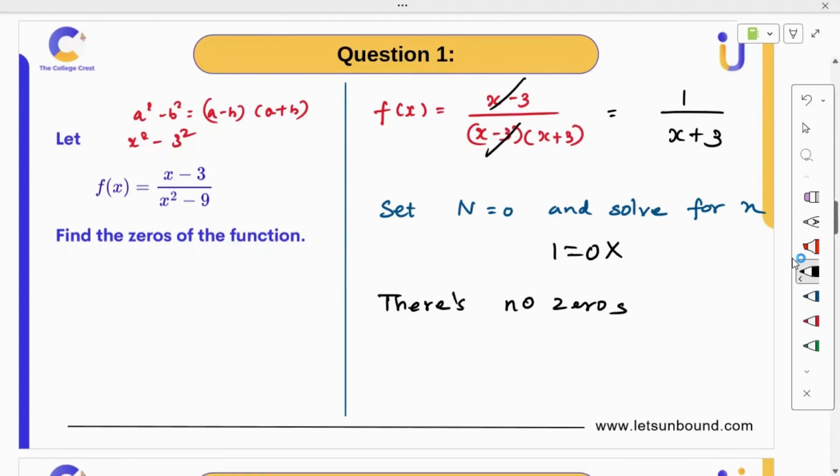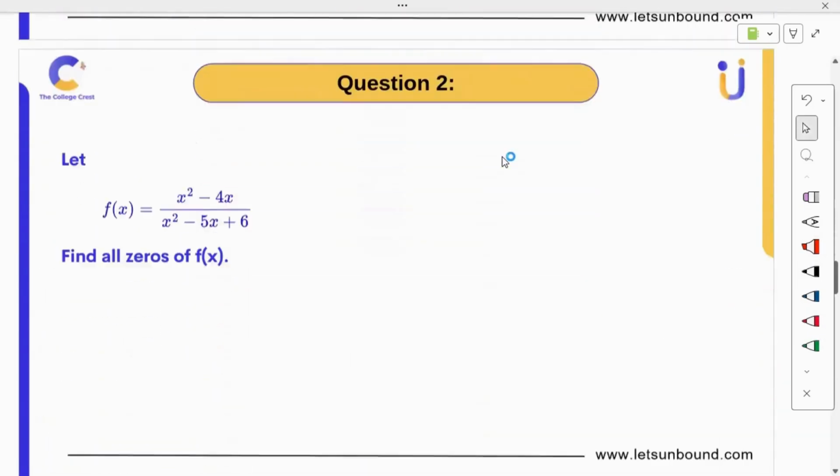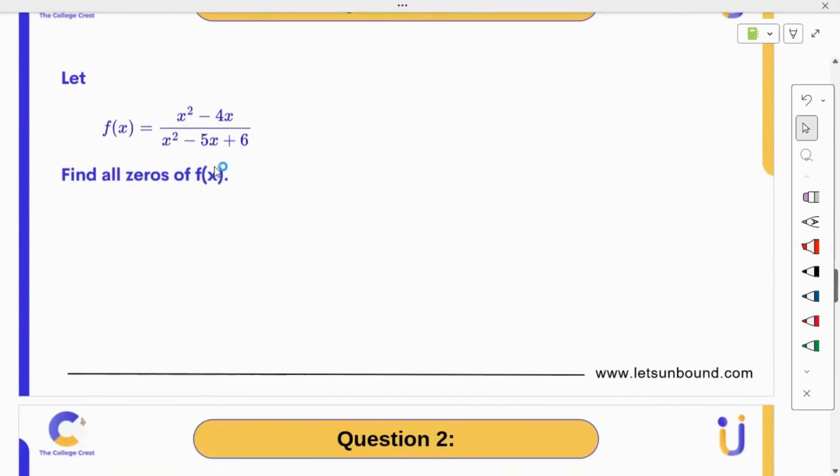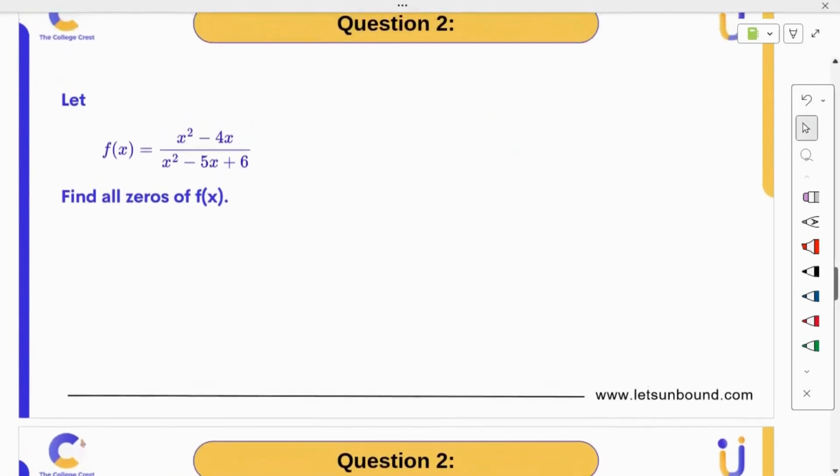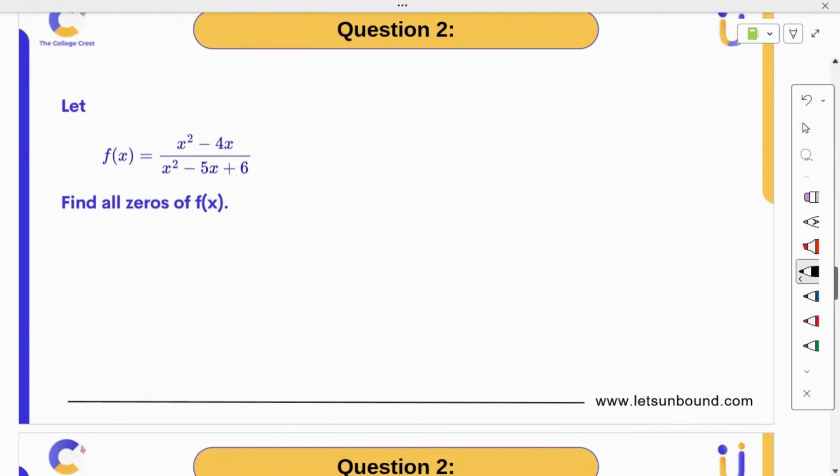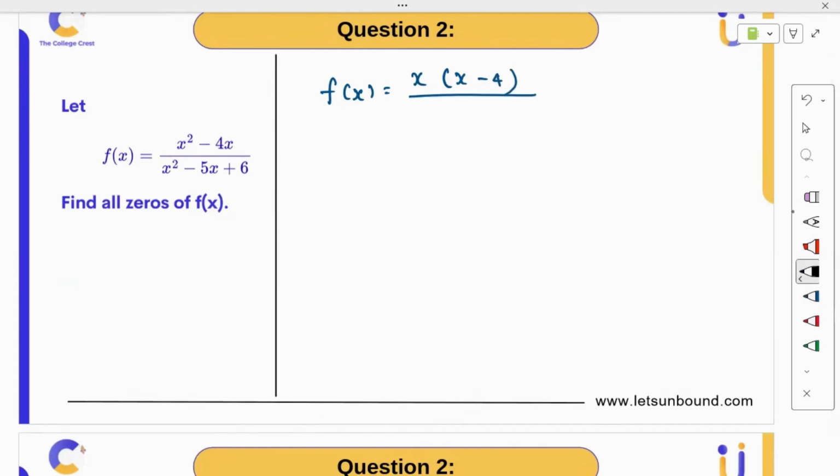Next one. Question number 2. Let f of x be this. Find all zeros of f of x. Again the same process, but a different question with more steps. So let's do it here. For f of x, first factorize the numerator. Take x common out, you will get x times x minus 4. Okay, for the denominator, let's do the quadratic factorization.